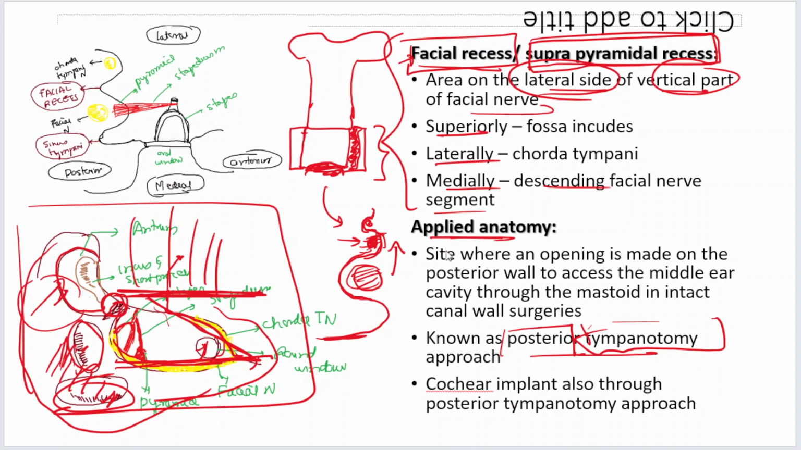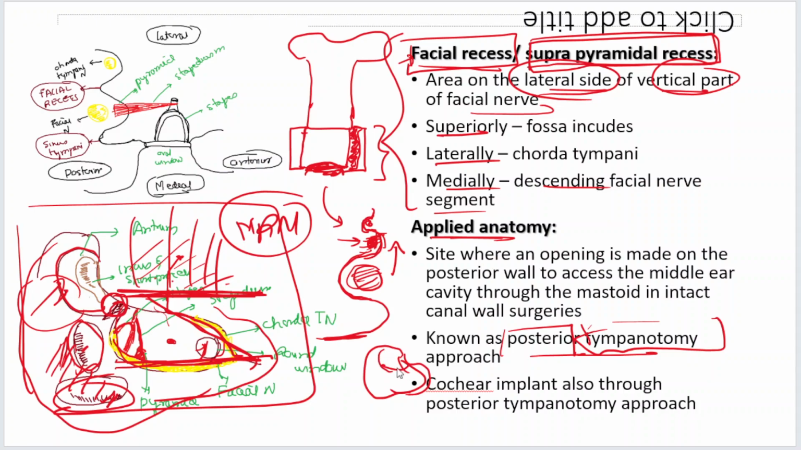Applied anatomy. When do we open the facial recess? When there is minimal disease in the mastoid, minimal disease because of a cholesteatoma, and you do not want to remove the posterior wall. If you remove the posterior wall, it will become a modified radical mastoidectomy, where the entire external auditory canal and the mastoid will become one single cavity. So we don't want to do that.